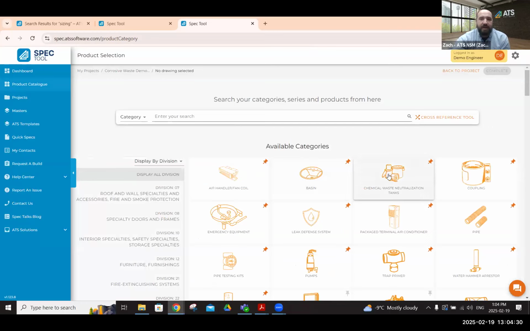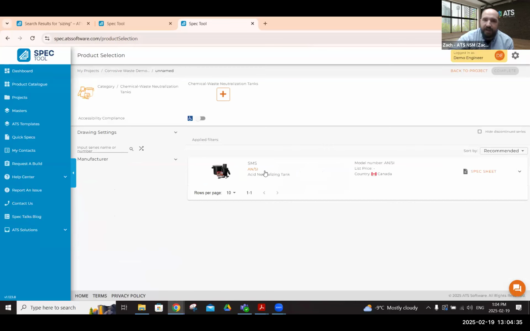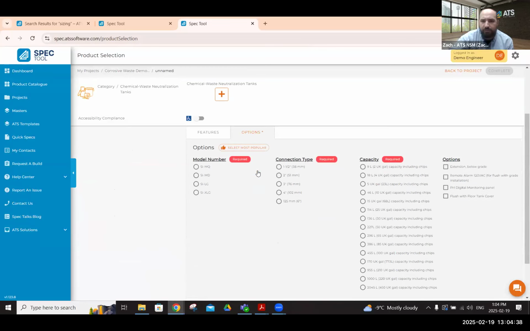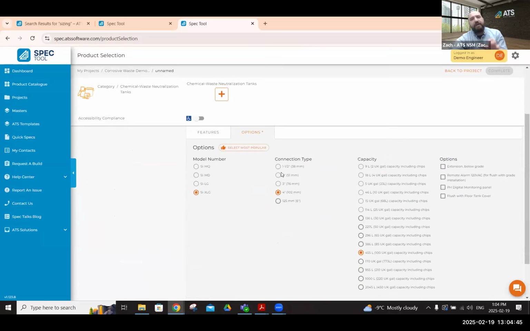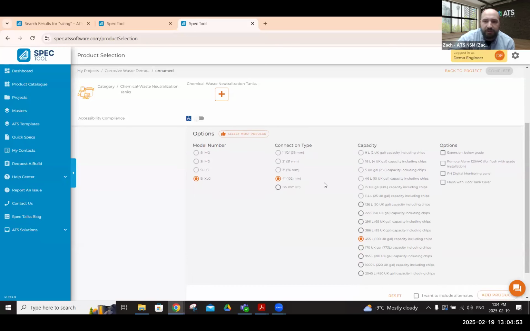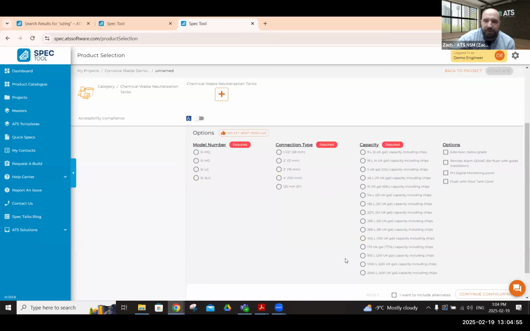We can go back to this categories page, select our neutralization tanks, and find our ANSI here. So if we're looking for that 100-gallon model, we're refining our selection down. With a 100-gallon model, only the 4-inch and the 6-inch connection size are available. I can reset that because that goes really quick here. For example, if we go the opposite, let's say we select the 2-inch, here we can see there's only the 3 models that have that 2-inch connection size.